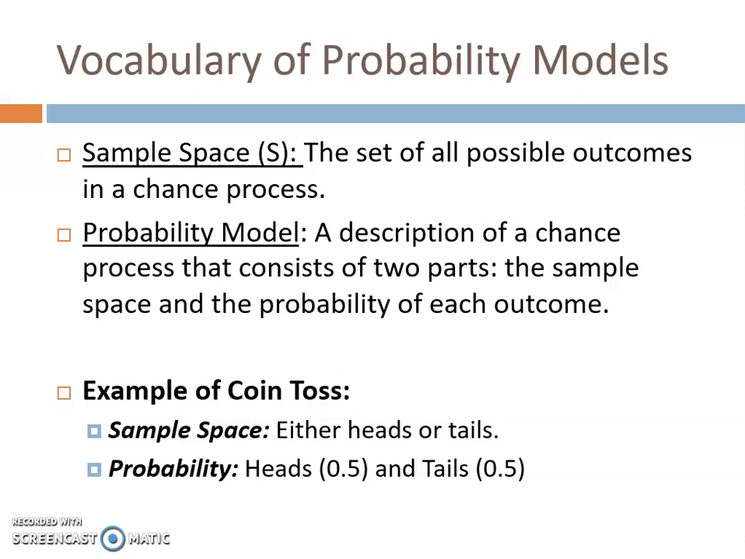So some vocabulary about probability models. Sample space, which we sometimes abbreviate with the capital letter S, is the set of all possible outcomes in a chance process. And then a probability model is a description of a chance process, and it consists of two parts. It consists of that sample space that we just talked about, and it also has the probability of each outcome. So for example, if you were to toss a coin, the sample space would be either heads or tails, and then you have a 0.5 chance of heads and 0.5 chance of tails. That would be your probability model.